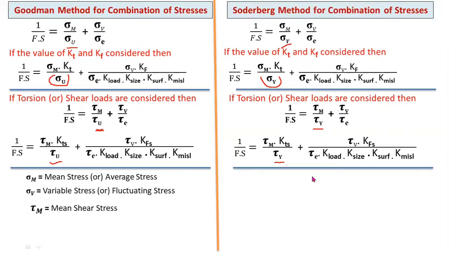Sigma m is the mean stress or average stress. Sigma v is the variable stress. Tau m is the mean shear stress. Tau v is the variable shear stress.